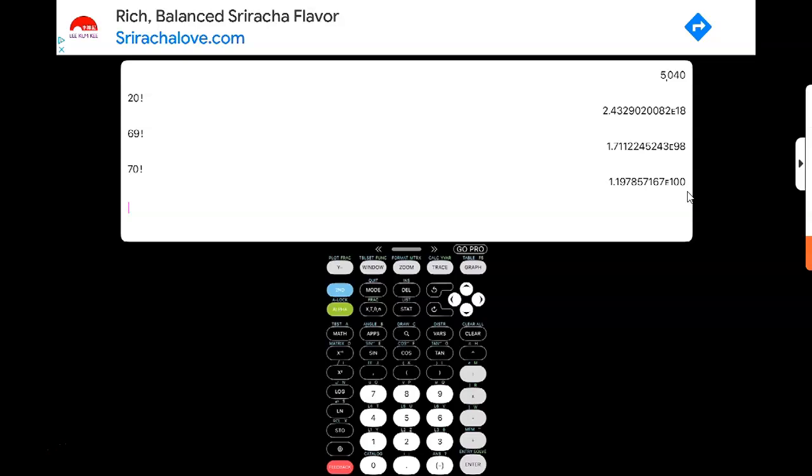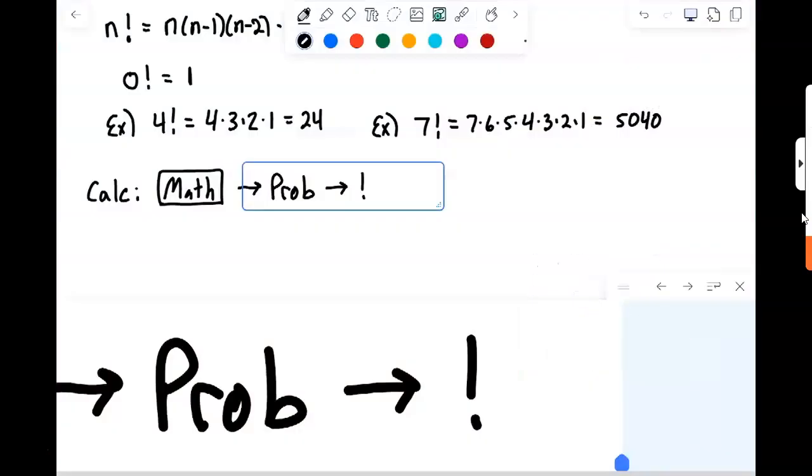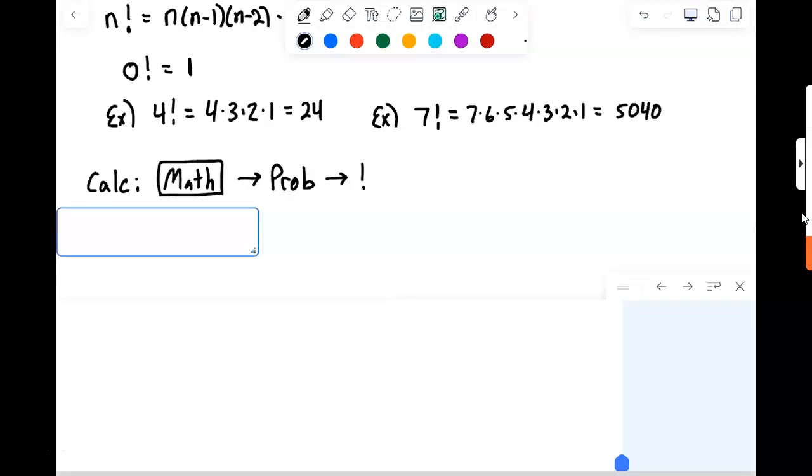Might have some other limitations. I don't know what it is. Okay, so that's how you get the factorial thing on your calculator. Now let's actually turn to a sequence involving a factorial.